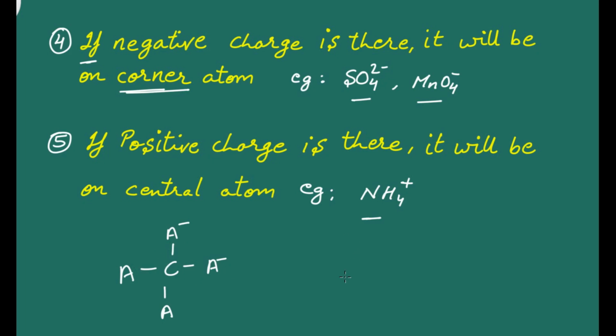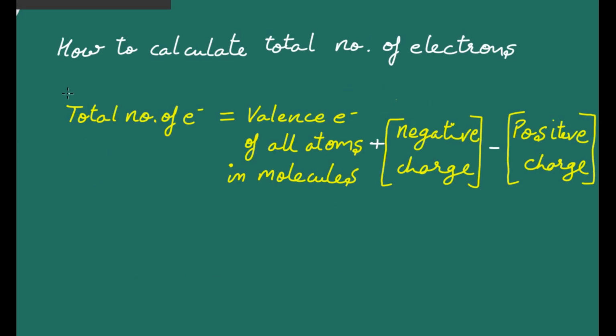If there is a positive charge, like in case of our NH4 plus, positive charge is always taken by the central atom. Remember these 2 points, right? Now we will take a look at the formula which tells us how to calculate the total number of electrons. Why is there a need to calculate the total number of electrons? Because those total number of electrons will help in drawing the Lewis dot structure.